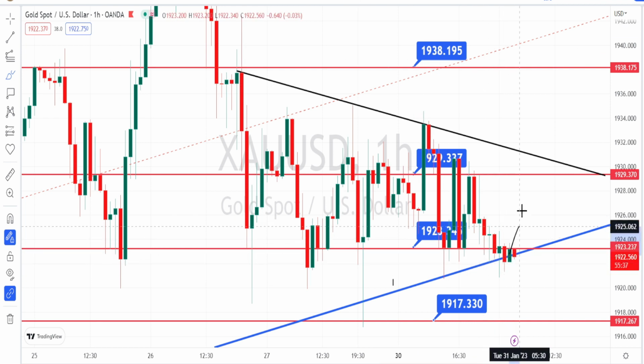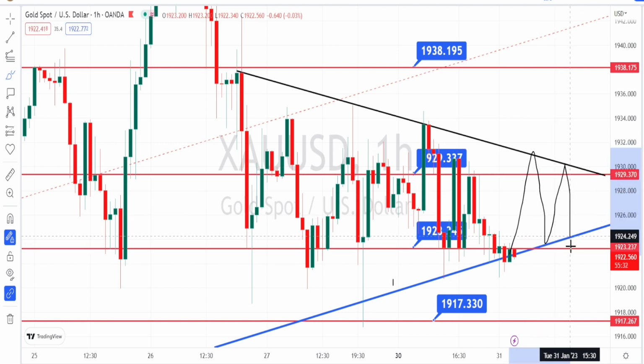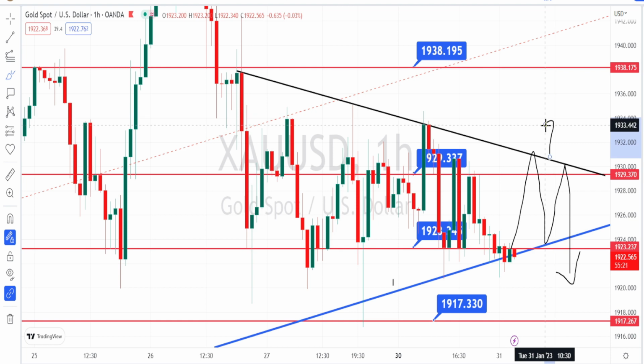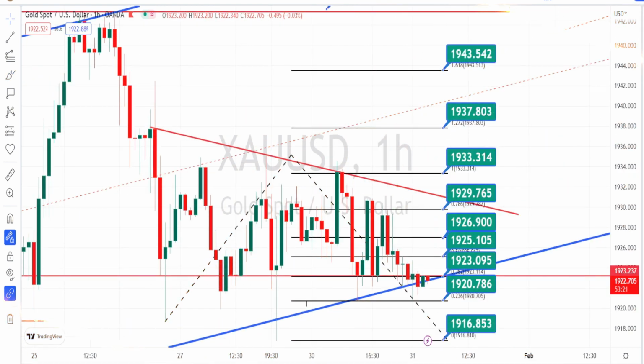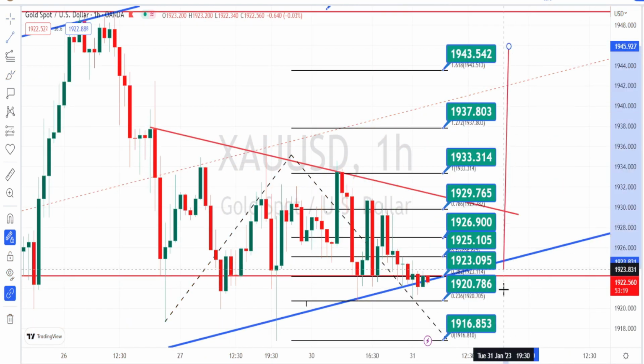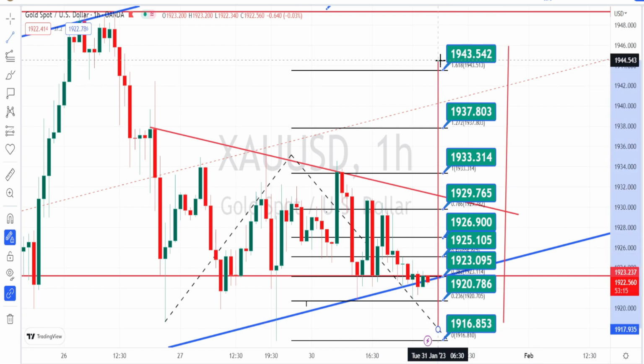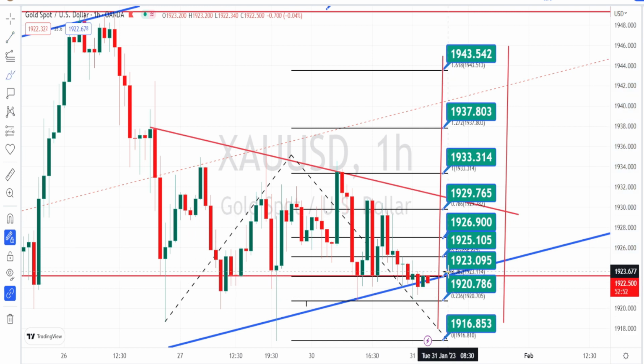So I would recommend you to wait for the price action to give a breakout from this consolidation in order to make the decision on directional trades. The values within these green color boxes are the resistance and support levels for current price action in hourly time frame. Currently the price action is trading between the resistance level of 1923 and support level of 1920.